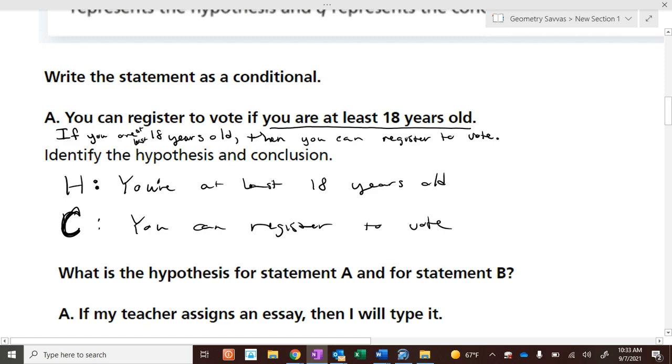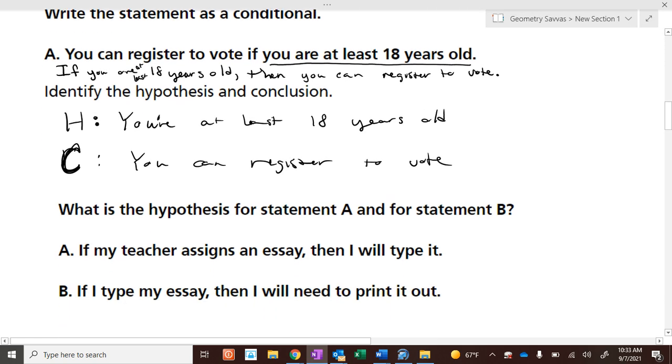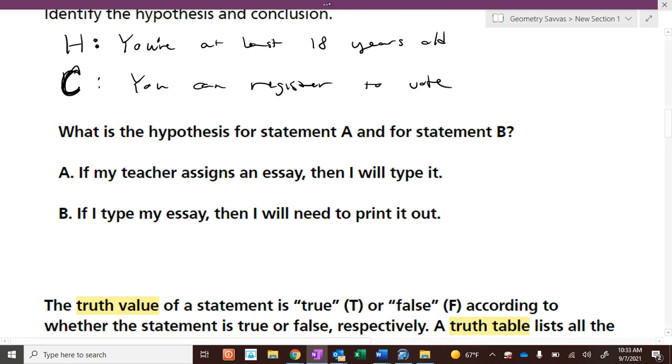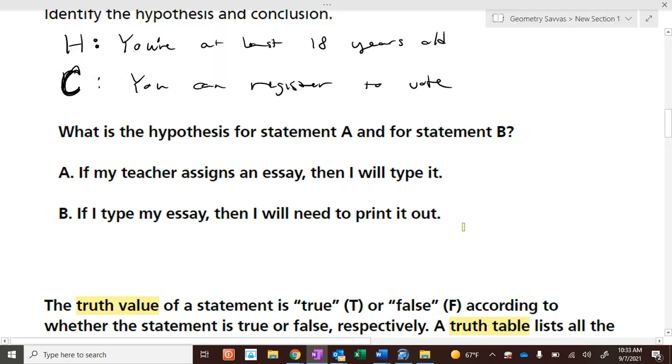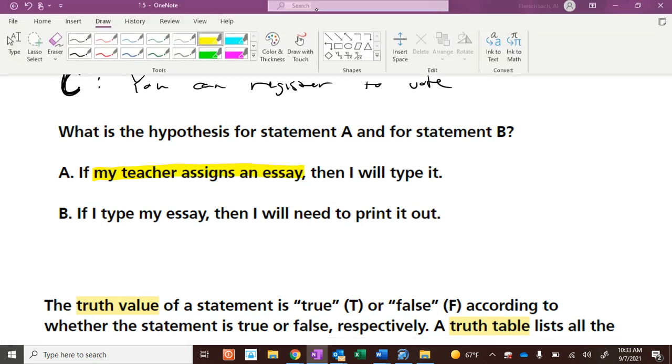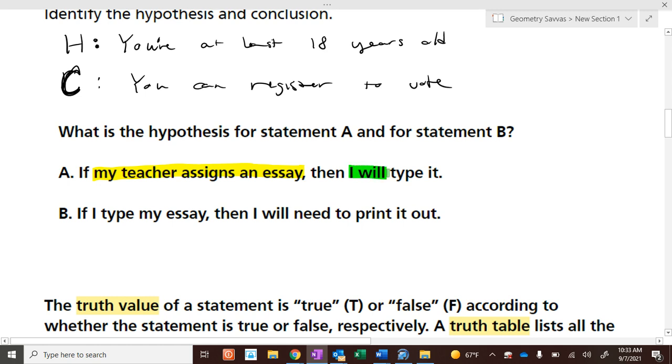Okay? Hypothesis, conclusion. Statement A: what's your hypothesis? If my teacher assigns an essay, then I will type it. Statement A. What's my hypothesis? My teacher assigns an essay. What's my conclusion? I will type it.